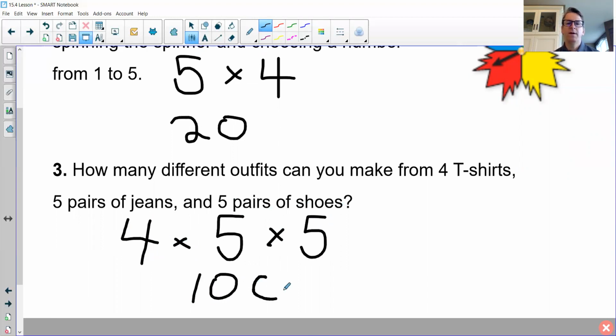Okay, 100 different outfits. That would not fly in my closet for number 3 there.